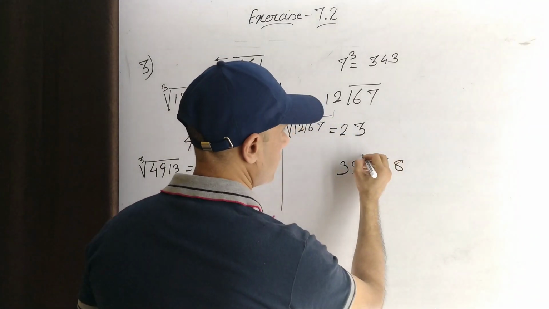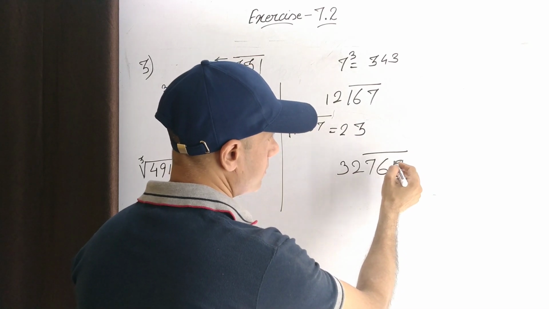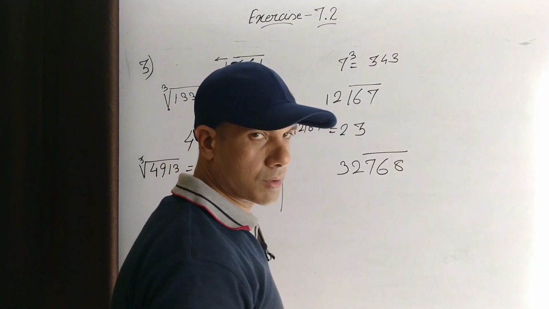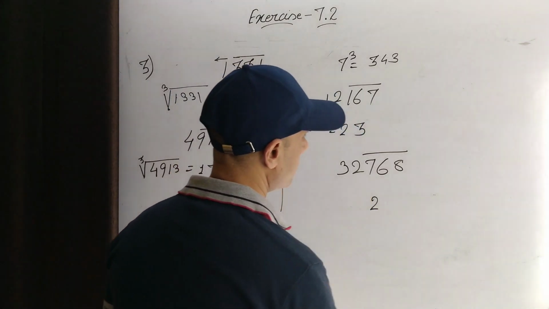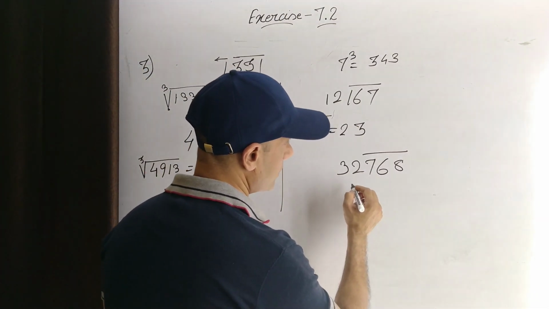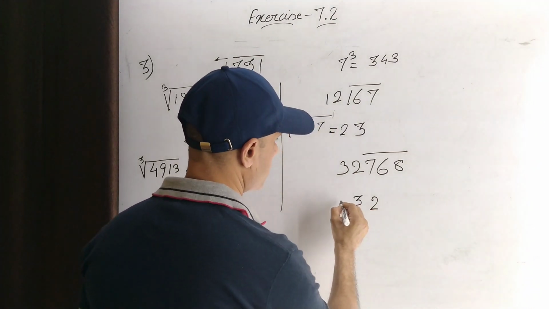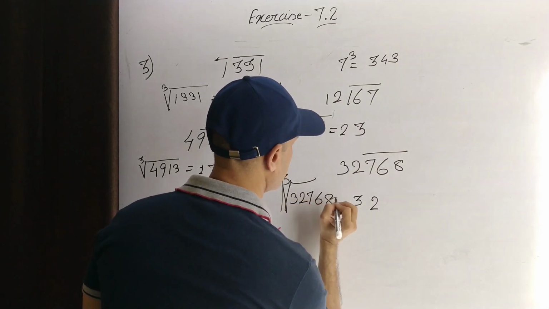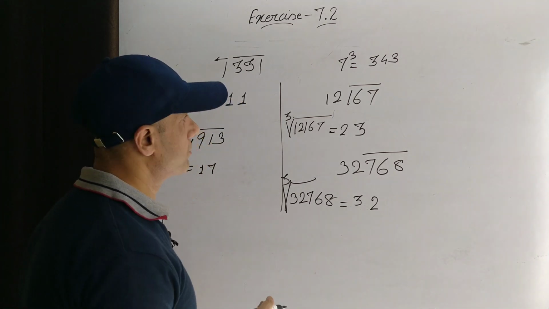Now we have this number 32768. Again, you consider these 3 digits. We have to look for the number whose cube ends with 8. So I've got 2. No other number less than 10 ends with 8. So we'll take 2 here. Cube of 2 is 8. Left with 32. So we'll take 3 here, because cube of 3 is 27, less than 32. So we get the result as cube root of 32768 is equal to 32. Clear?